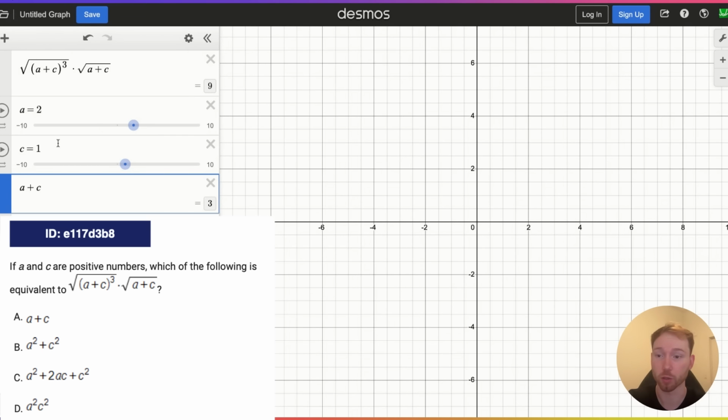That gives me 3, because remember, I have defined a as 2 and c as 1. I know A is incorrect. A squared plus c squared gives me 5, so I know B is incorrect.